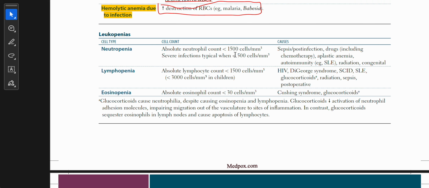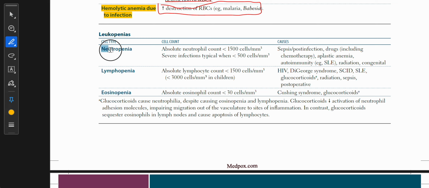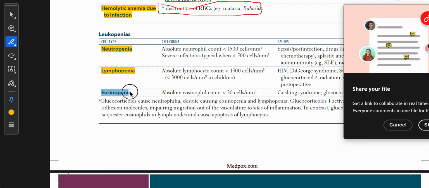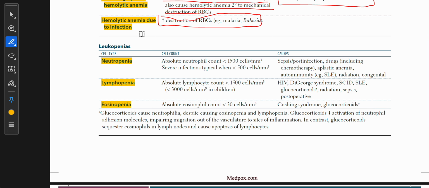What are leukopenias? Leukopenias are a condition in which the leukocytes are in decreased amount than they usually used to be. There are different types of leukocytes like neutrophils, lymphocytes, and eosinophils. If there is a decreased amount of neutrophils, that is called neutropenia, and the absolute neutrophil count is less than 1500 cells per mm cube. In severe infection cases, it is typically less than 500 cells per mm cube.